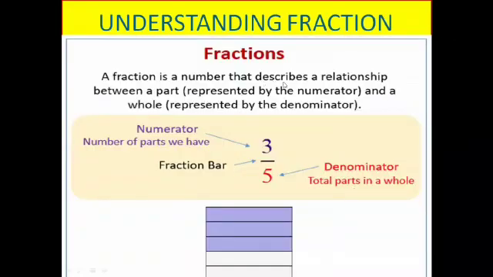Fraction is a number that describes a relationship between a part that is represented by numerator and whole that is represented by denominator. The upper part is called the numerator, and then we have a fraction bar, and the bottom is denominator. Denominator represents the total parts in the whole, and numerator represents the number of parts we have.